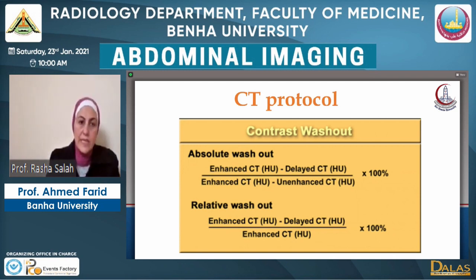The ROI placed on the adrenal gland should be as large as you can, but not touching the adjacent adrenal tissue. The Hounsfield units are measured, and then the absolute or relative washout will be calculated. What is meant by absolute washout? Absolute washout means that there is rapid contrast uptake followed by rapid washout, and this is characteristic of benign adrenal masses. If the absolute washout is 50 or 60 percent or more, then this is a benign adrenal mass, and this is characteristic of adrenal adenomas.